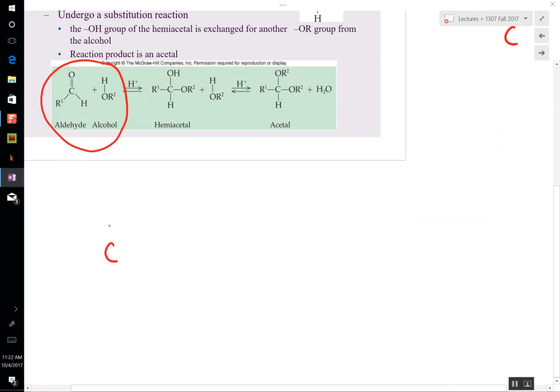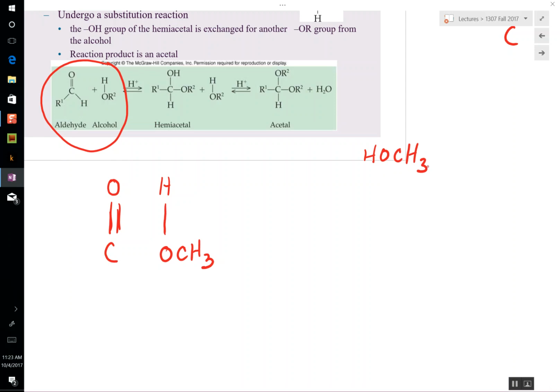We've got this carbon-oxygen double bond. And let's pick out an alcohol here. We're going to react an alcohol with an aldehyde. Let's pick out a real simple alcohol, which would be methanol. I'm just writing it in a different manner there. So I just have this molecule here, which is methanol. You're familiar with seeing it this way.